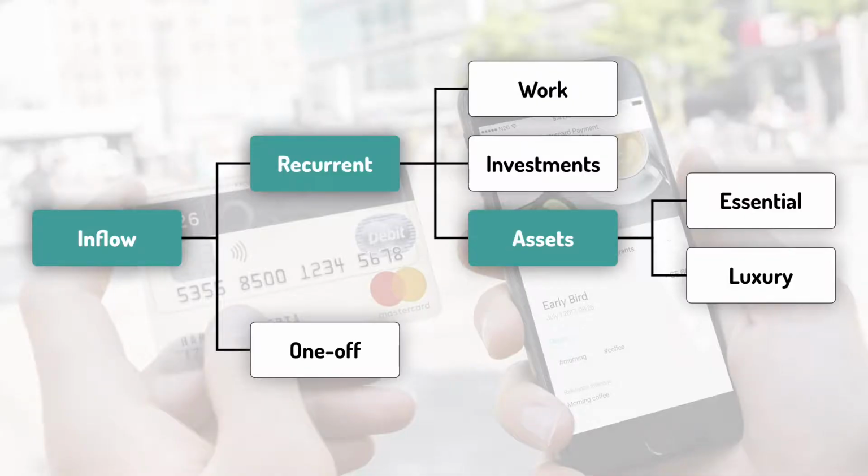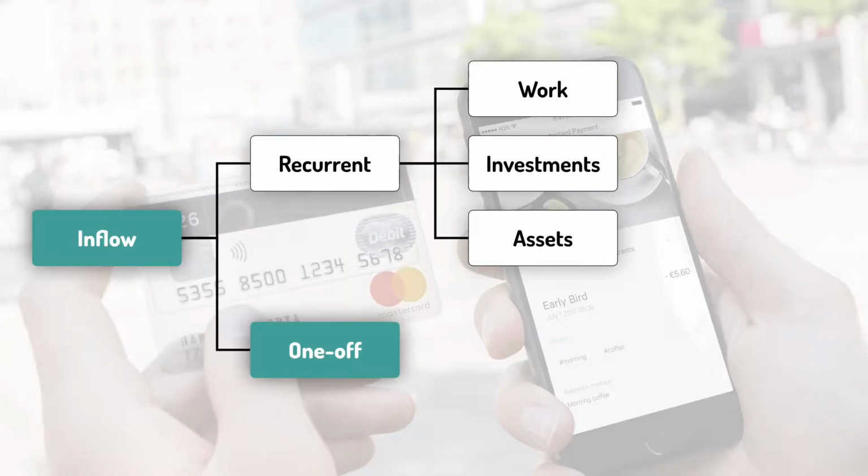Now, the third part here is the money you can get from your assets that you can monetize. And here a distinction can be between your essential assets, like your house, your car, and your non-essential assets. For example, a boat, a summer house. And this sums up what we need to investigate for the recurrent inflows to your bank account. Now let's look into the non-recurrent, the one-off flows to your bank account.